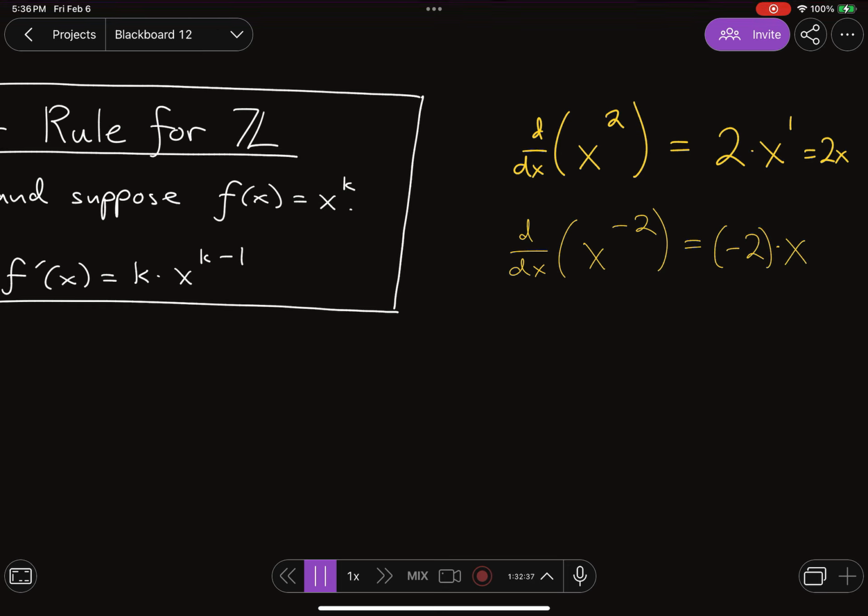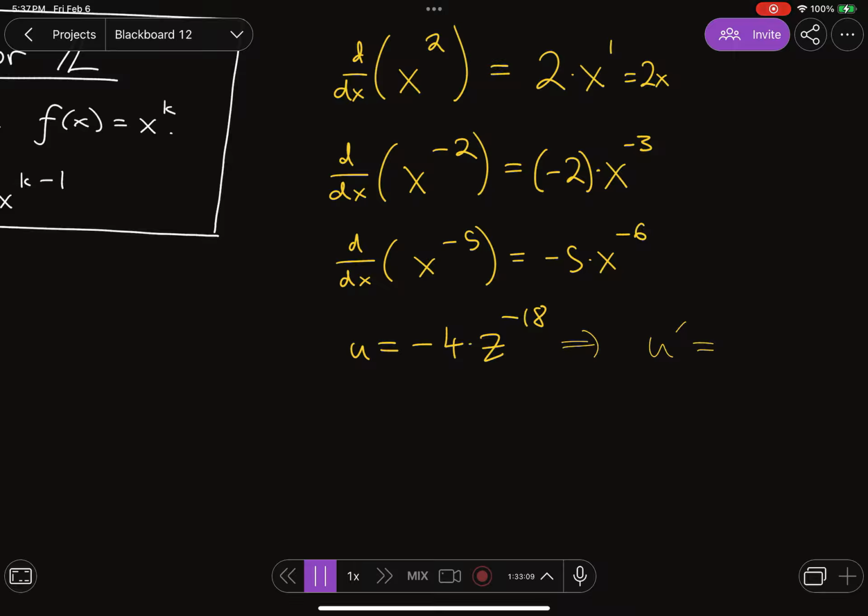That is negative 3. And of course, I can expand this. The derivative of x to the negative 5th power, that's going to be negative 5 times x to the negative 6. If u is equal to negative 4 times z to the negative 18. Oh, why did I just make my job hard? That implies that u prime is equal to positive, okay, here I go, 72 times z to the negative 19. All right. I hope I got that right. 18 times 4, guys. I don't know.